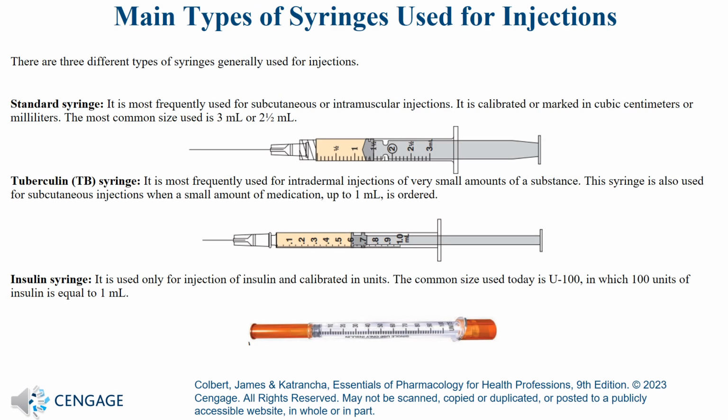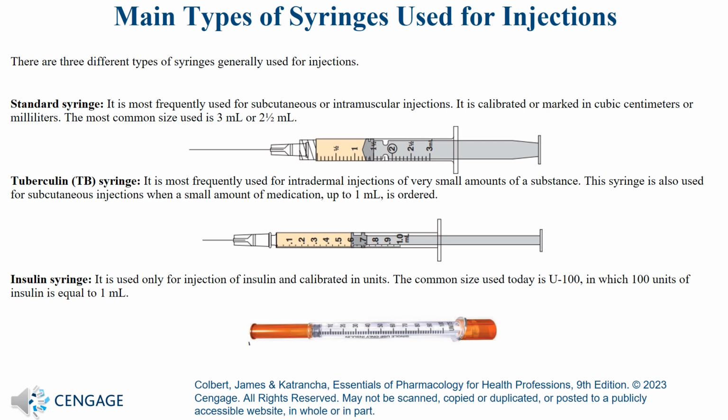Okay, our main types of syringes that are used for injections. There are 3 of them. Our standard syringe is the most frequently used for subcutaneous or intramuscular injection. It is calibrated or marked in cubic centimeters or milliliters. The most common size used is 3 milliliter or 2.5 milliliter. The syringe that you're looking at is 3 milliliters, and you'll notice the color, showing how much medication it has in there.